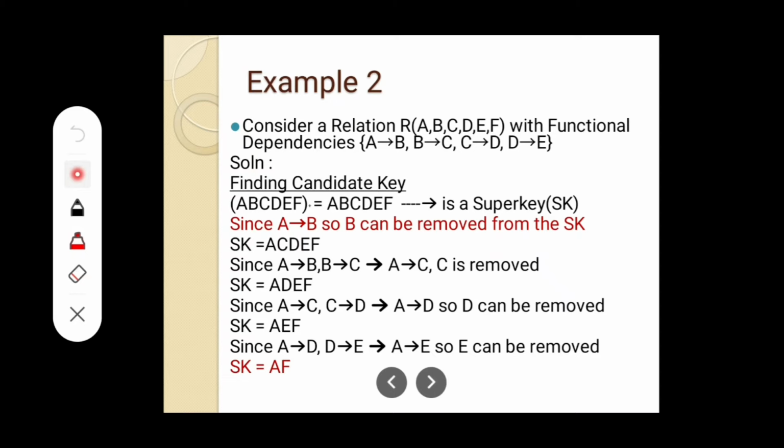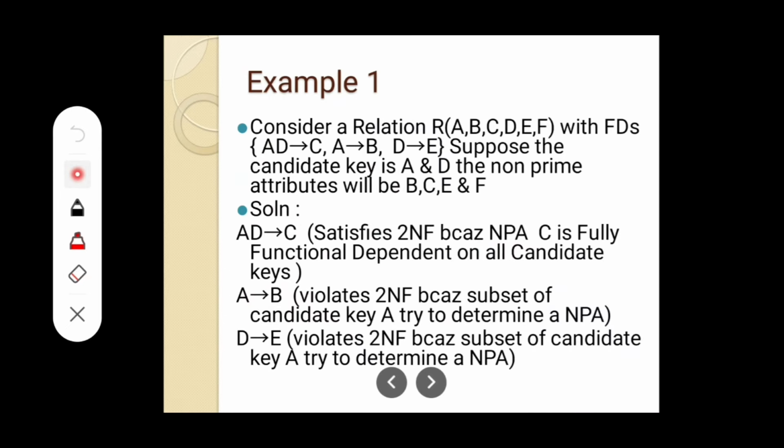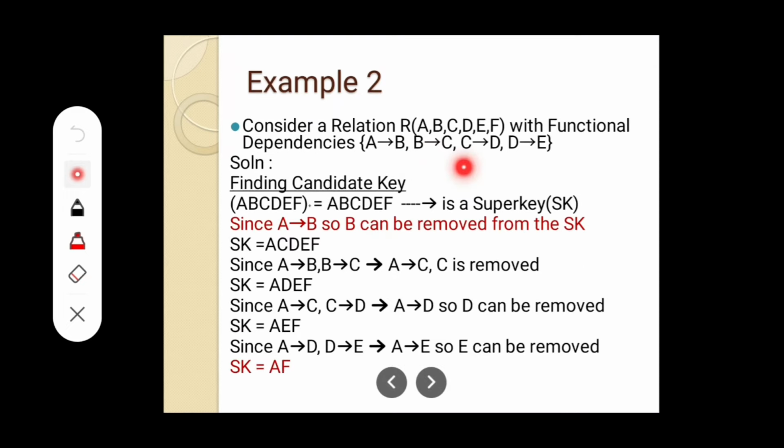First we need to find out whether it is in 2NF. Okay, so for finding whether this relation is in 2NF, first and foremost we need to find the candidate key. Is the candidate key given here? No. In the previous question they had given the candidate key, but here they have not given any candidate key or any prime attribute or non-prime attribute. Okay, clear? So in that case we need to find the candidate key.